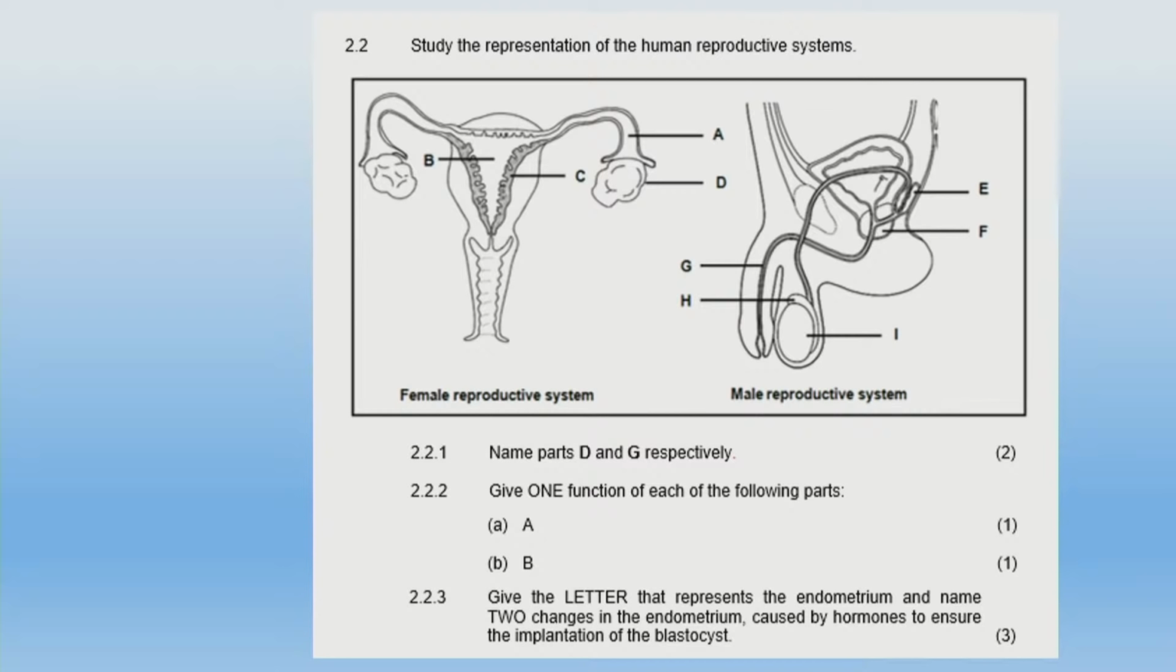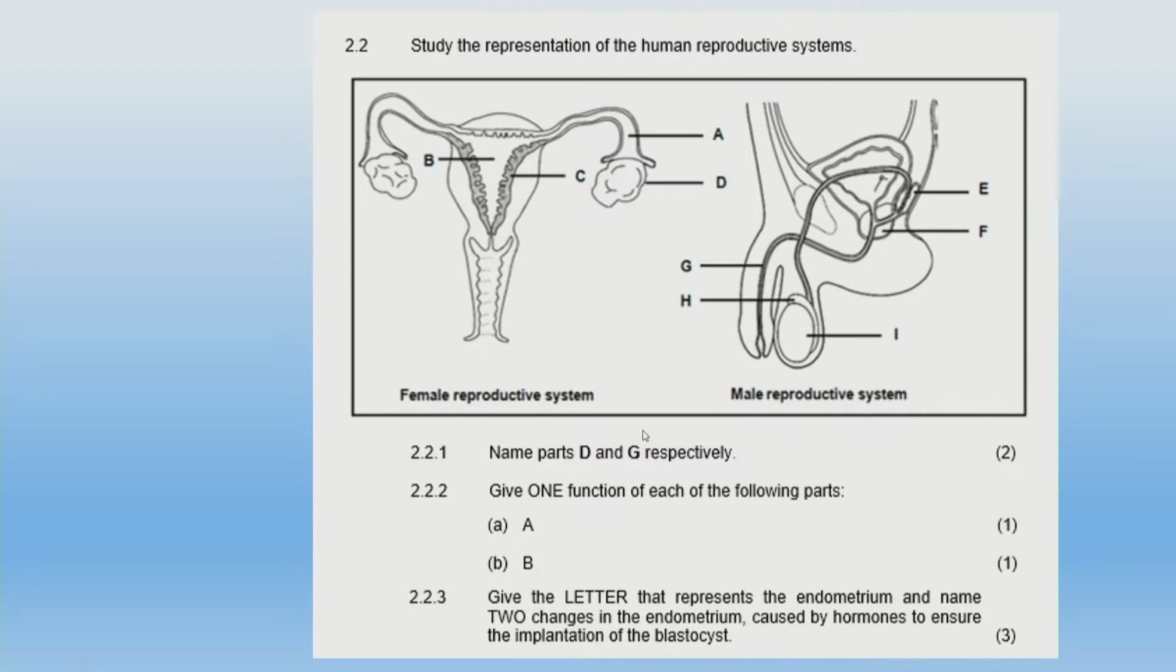So question number 1 is like this, 2.2.1. Name the parts D and G respectively. Let us look at D. Here is D, and the name of this part will be the ovary. And then G, here is G, it represents the urethra. Please note: not ureter, that is the urethra.